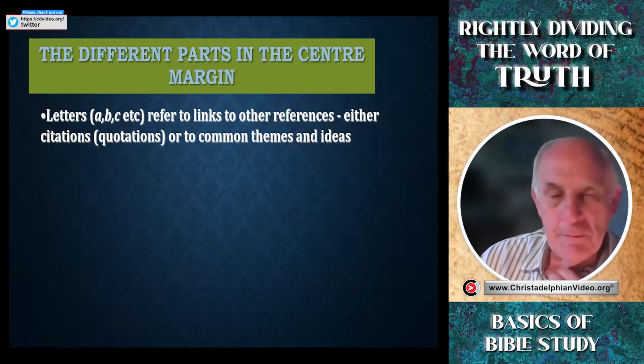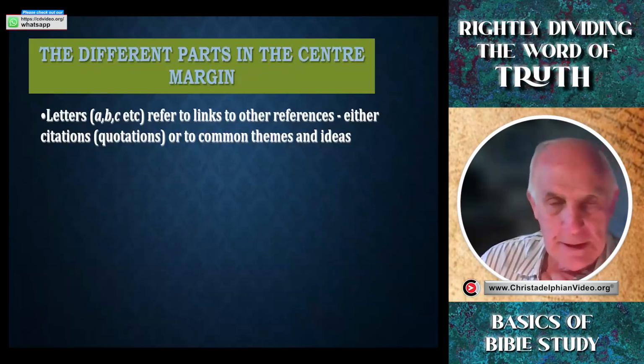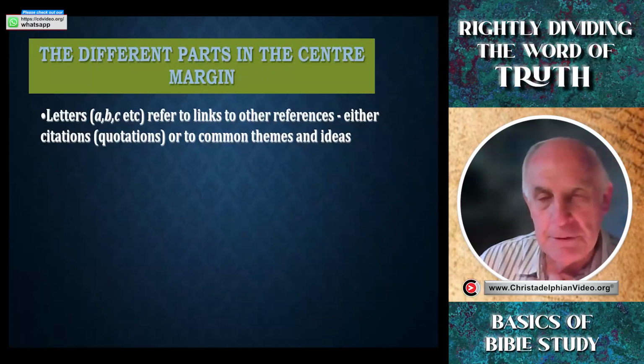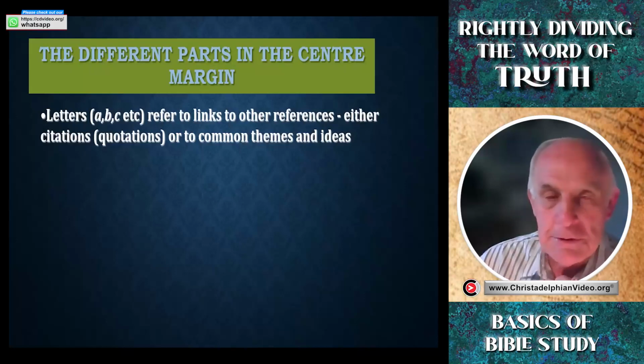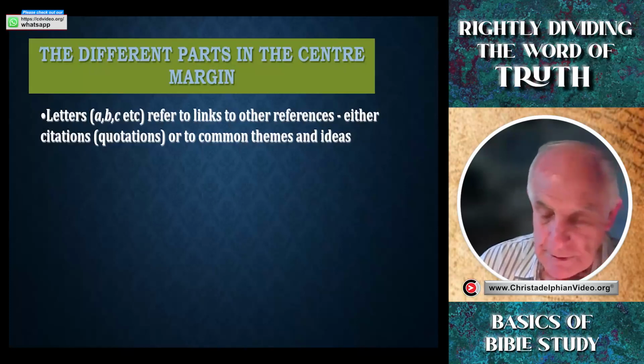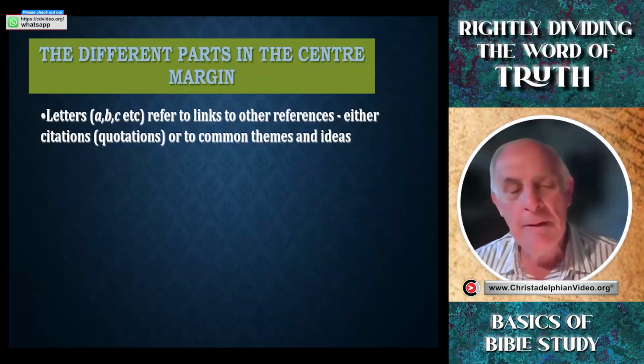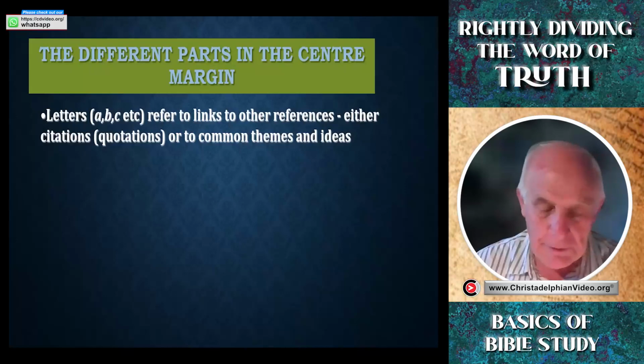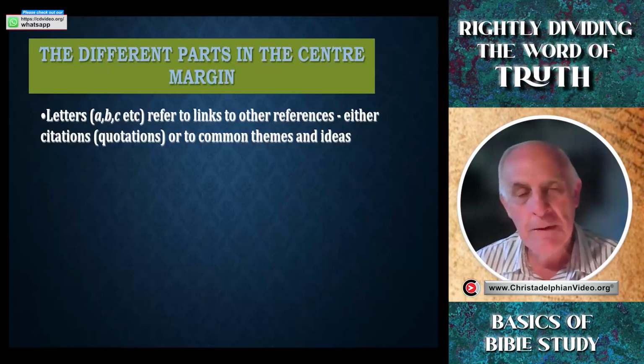They refer you from the passage where the little A occurs in the text. They refer to other references in the Bible which might be similar, which might be quotations or common themes or ideas. So generally, the translators said, this sounds like something else I've heard, and they will put an A, B, or C and give you that cross-reference to check out for yourself. Very helpful.